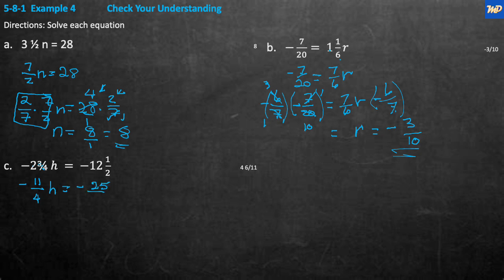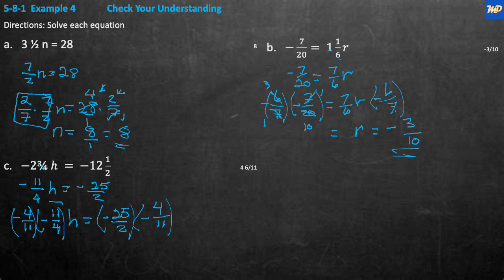25 halves. Now, we're going to get rid of the 11 fourths because we have to have the h by itself with a coefficient of 1. So we're going to do that by multiplying. I'll get it this time. Negative 4 11ths times negative 11 fourths times h is equal to negative 25 over 2 times negative 4 elevenths.